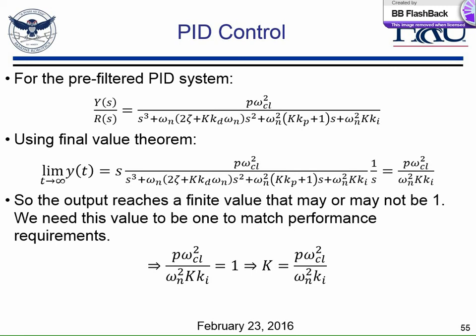So now we're trying to solve for K. We want that to be equal to our reference, which is 1. So we set that equal to our reference, which is 1, and we solve for K, which gives us this value here.